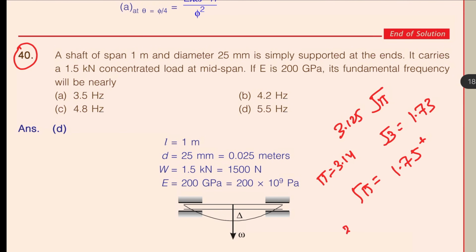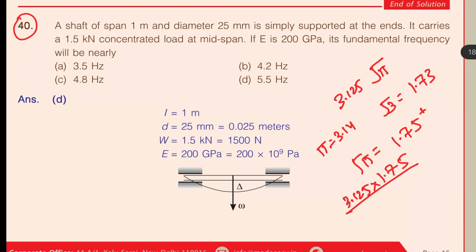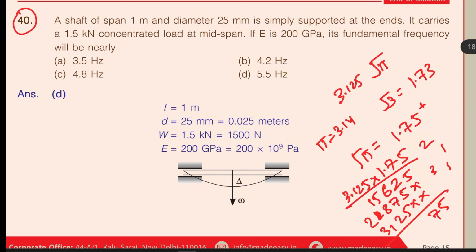So let's do the calculation here. 3.125 into 1.75, and then we will see which option is nearest to our calculation. Then I am getting somewhat 5 point something. There is no need to do the full calculation, and it is even more than this value. Even if it comes out to be 5.1 plus, there is only one option which can satisfy this condition, and that is 5.5.